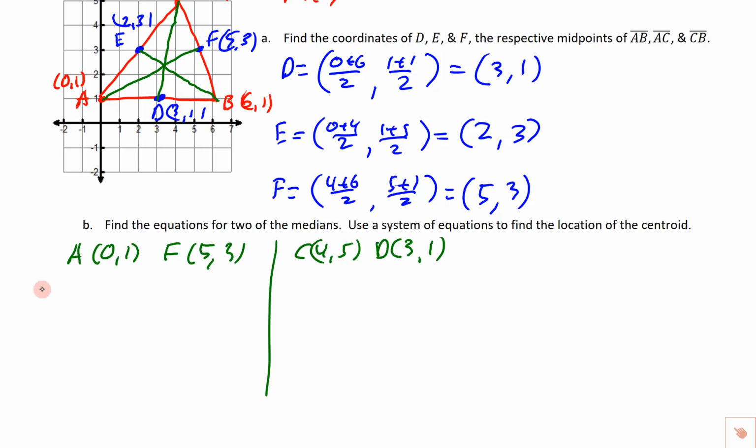So the first thing we're going to do is find the slope here. The slope is y2 minus y1 over x2 minus x1. So we're going to do 3 minus 1 on the top, and 5 minus 0 on the bottom. So this is going to be a 2 on the top and a 5 on the bottom. Got the slope.